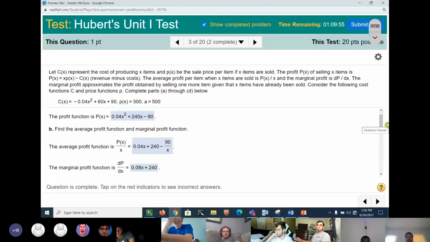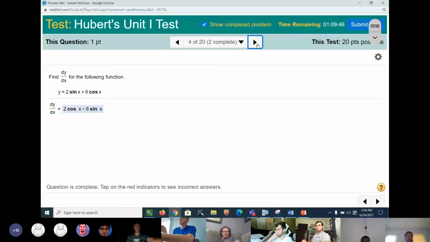All right, let's get to more derivatives. Next, there we go. Y is equal to 2 sine of x plus 6 cosine of x. Now this one's way too easy. I need to go take this off after class. This one's too easy. In fact, don't touch it.